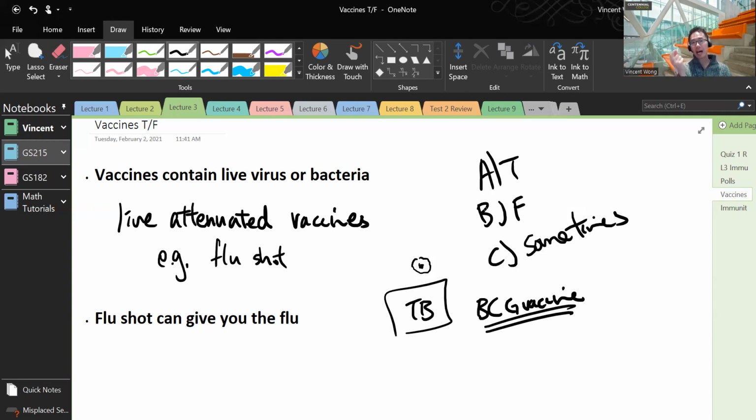And because it's a live vaccine, with live bacteria in the vaccine, it's not suitable for people who are immunocompromised and stuff like that. Okay, but that's what the scar is.